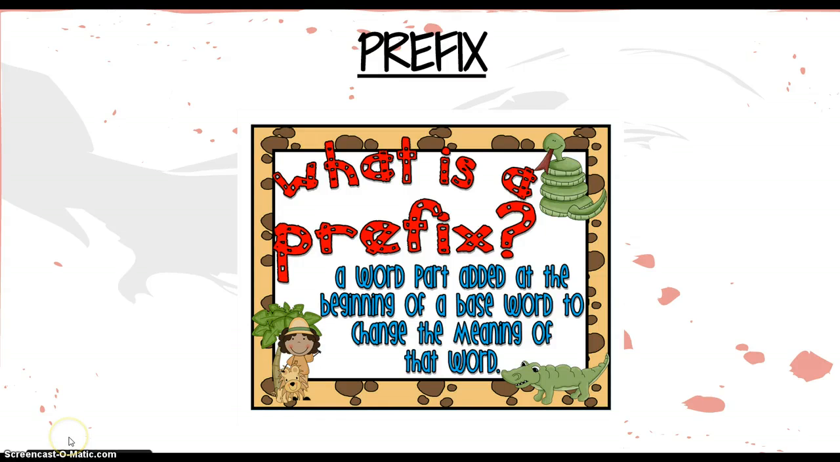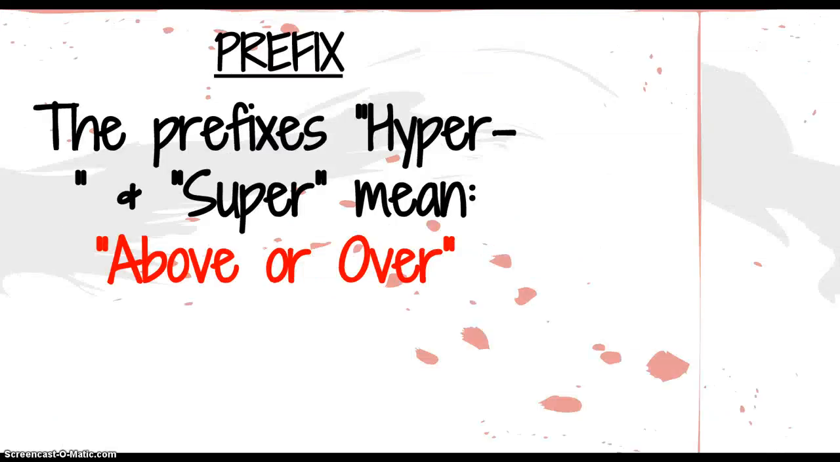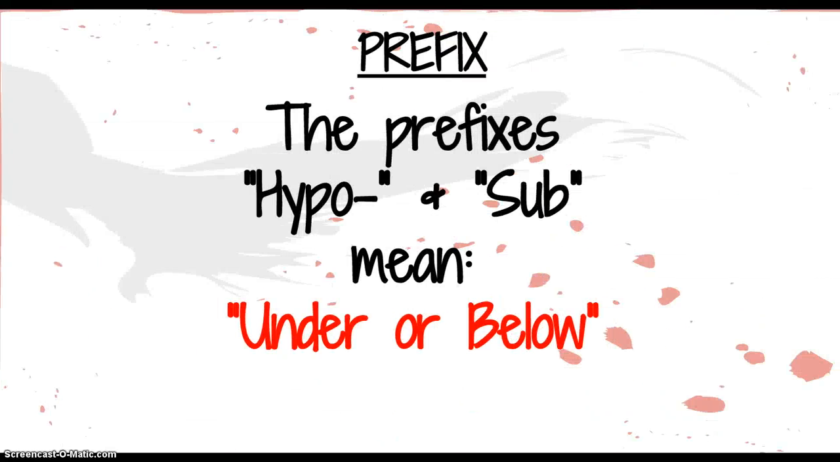What is a prefix? A prefix is a word part added to the beginning of a base word to change the meaning of that word. This week, we have the prefixes hyper and super, and they mean above or over. We also have the prefixes hypo and sub, meaning under or below.